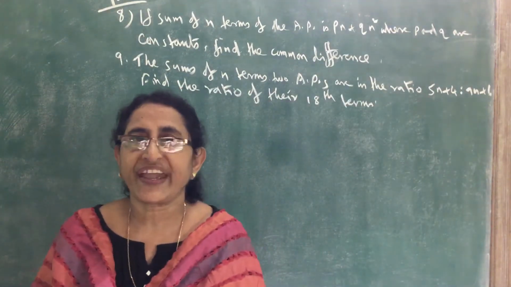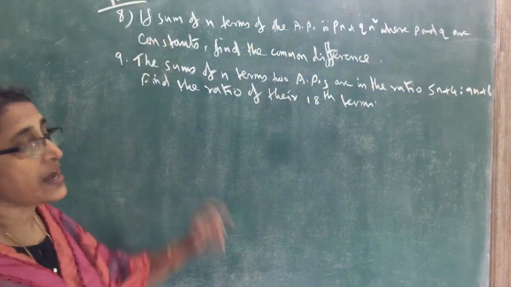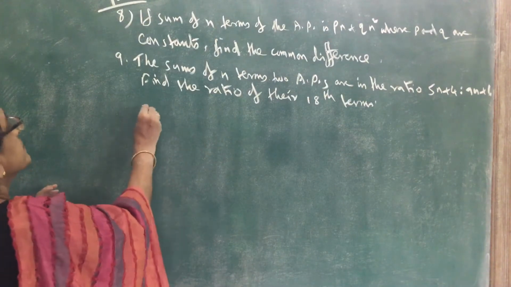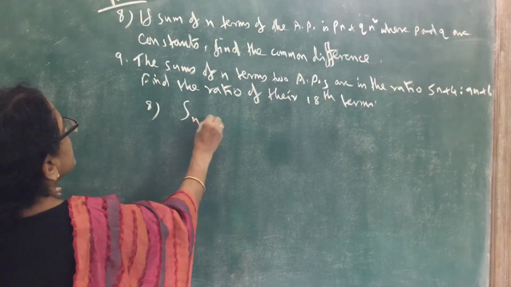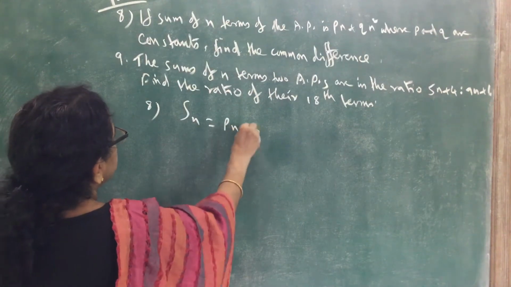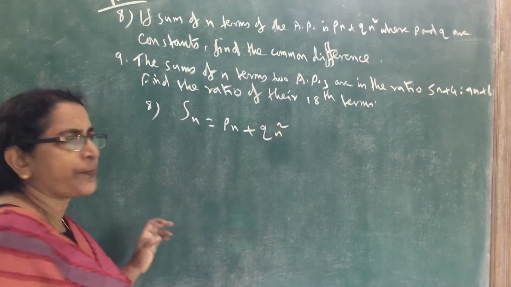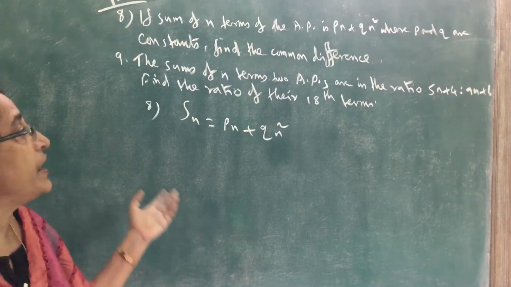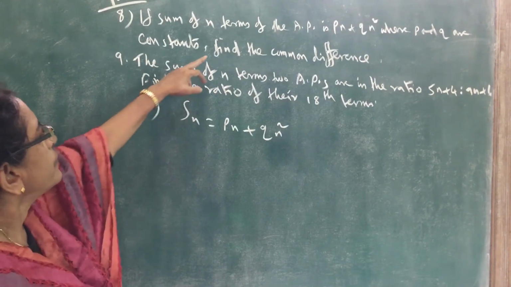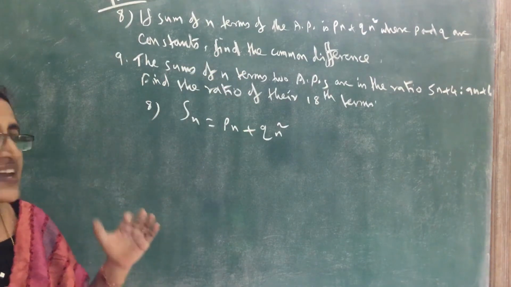Exercise 9.2, question 1. If the sum of n terms of an AP is Pn plus Qn square, where P and Q are some constants, Sn is given, the sum of first n terms. Find the common difference.